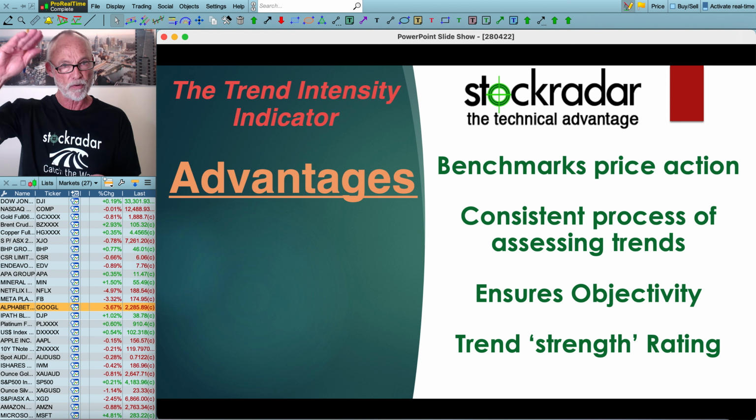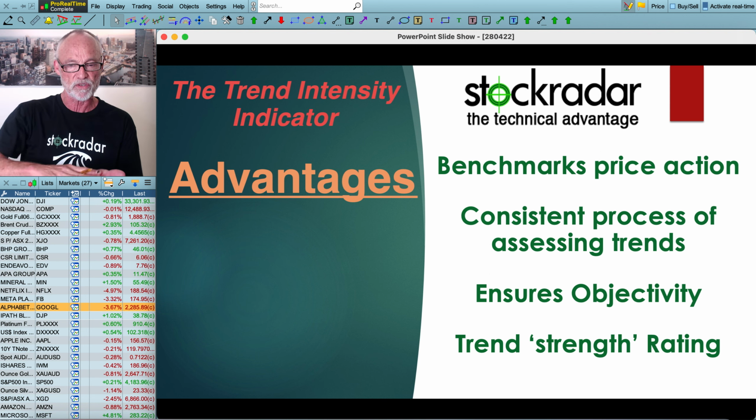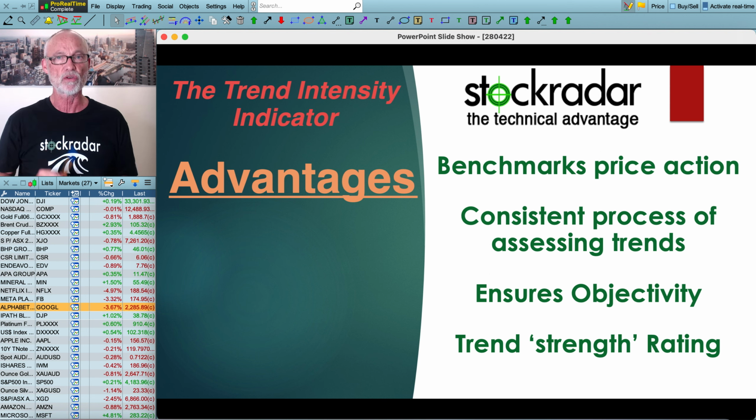It's a bottom-up approach, so I'm not looking at the top stuff, I'm looking at the stocks themselves. It ensures objectivity, so I can't fudge, I can't fool myself. I have to follow the rules, and that ensures an objective view, and I'm not putting my taint on that. It also gives a rating for each stock. Plus 10 to minus 10 gives you a very quick idea of what a stock's doing.